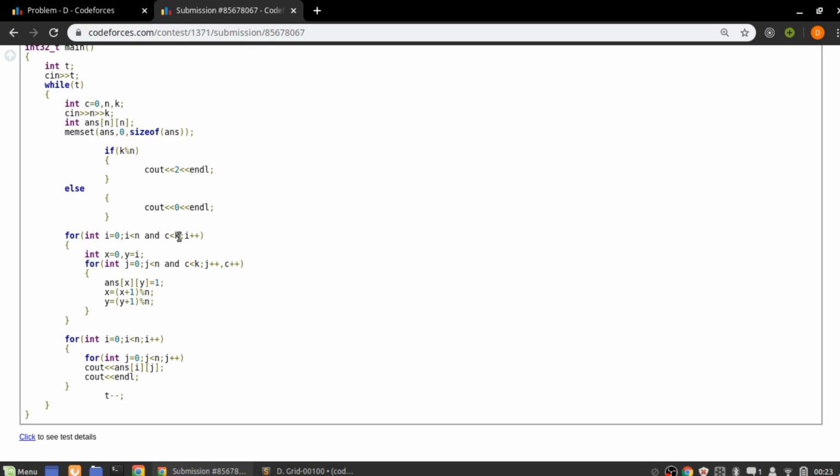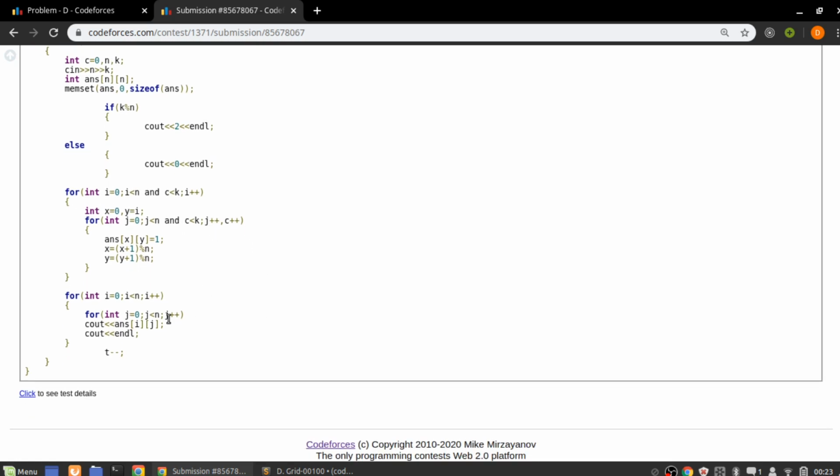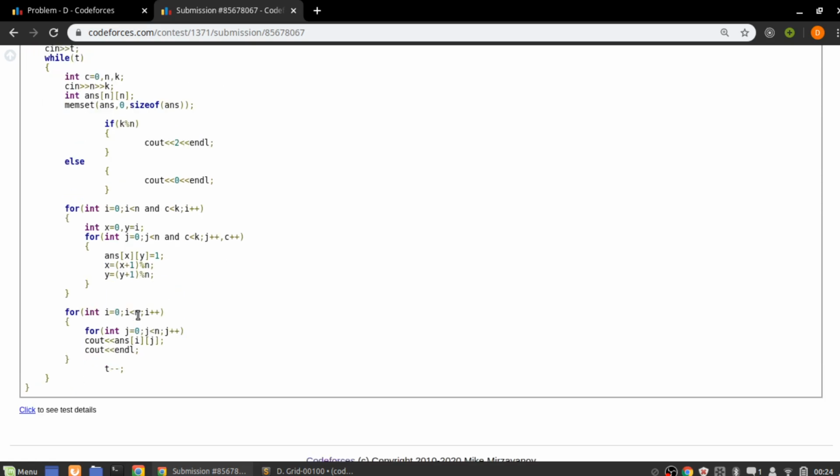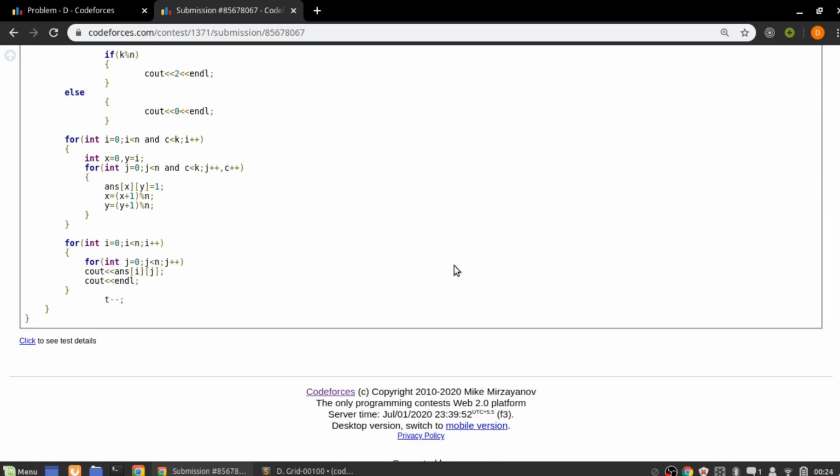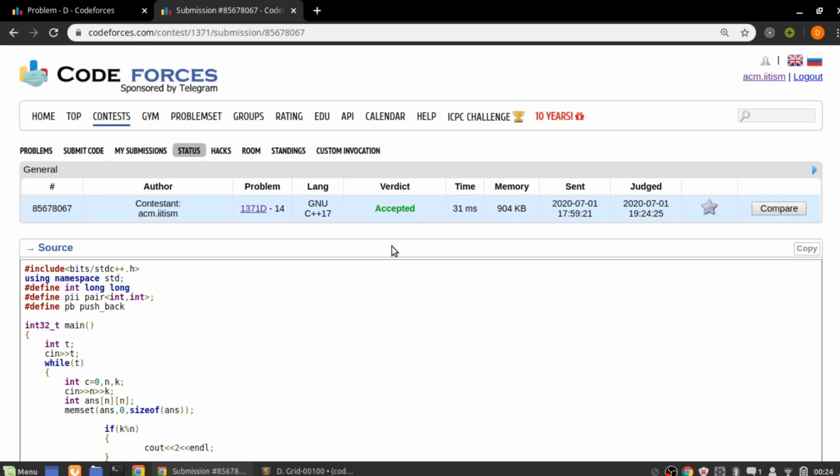We also put a c here. c is the number of ones that we have put here. So when it reaches k, this loop will break, this loop will break, and we will go here. So when c equal to k, we will have put k ones in our array, and then we simply print the array. So as you can see, it is accepted in 31 milliseconds.